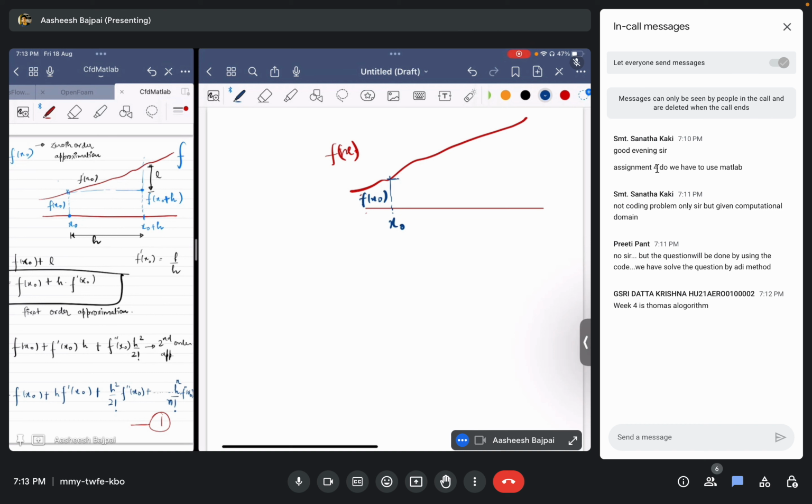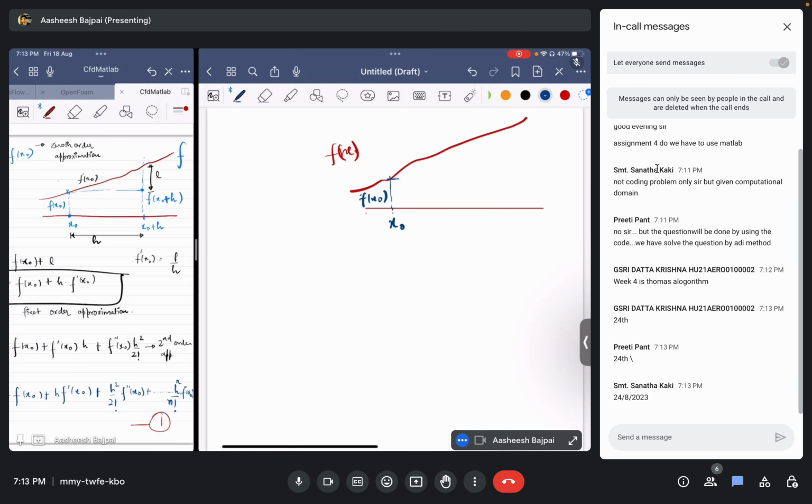Week 4 is the Thomas algorithm. Can you write one thing? Write the last date of submission of the week 4 assignment. 24th. Before that, is my session there or not? I don't think so.